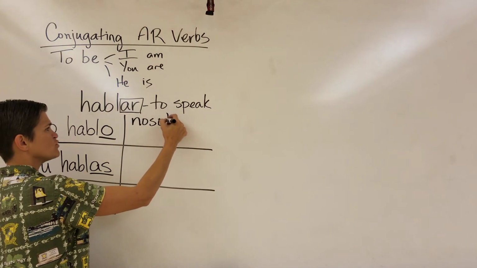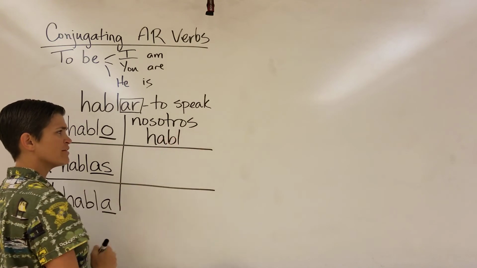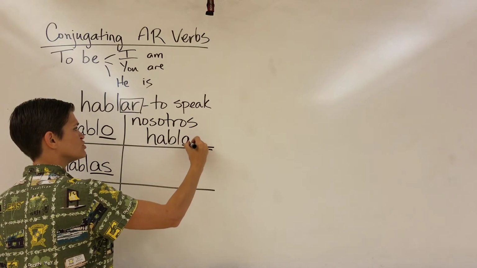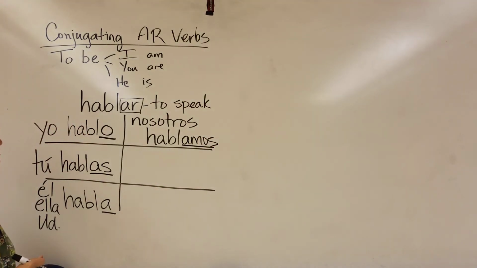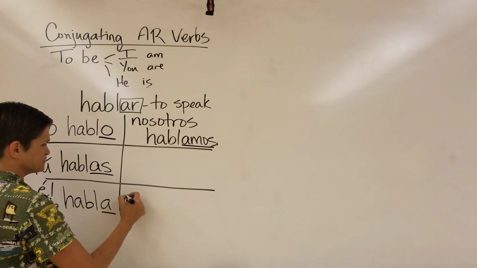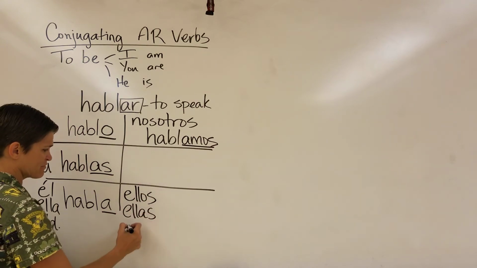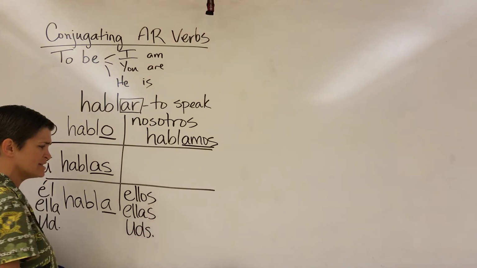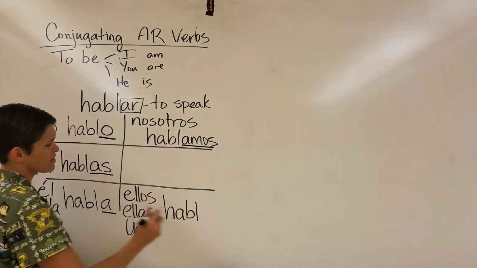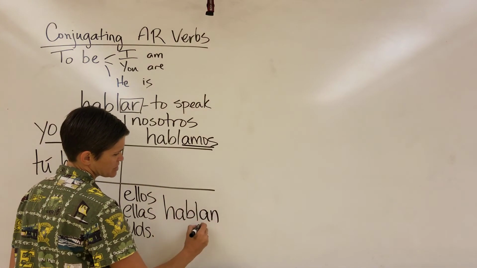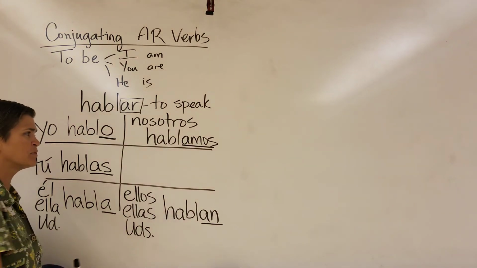In the nosotros form, do the same exact thing. We take off the AR. We're left with that. The ending for nosotros is amos. Also kind of close to rhyming, so I like that one. Ellos means they. Ellas is they, if they're all girls. Ustedes is you guys. And the ending, once we take away the AR, is to put on an at the end of that. So if I want to say they speak, it's ellos hablan.